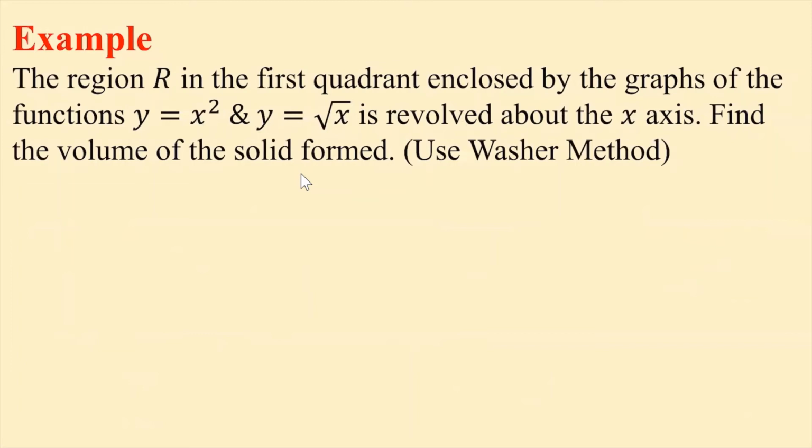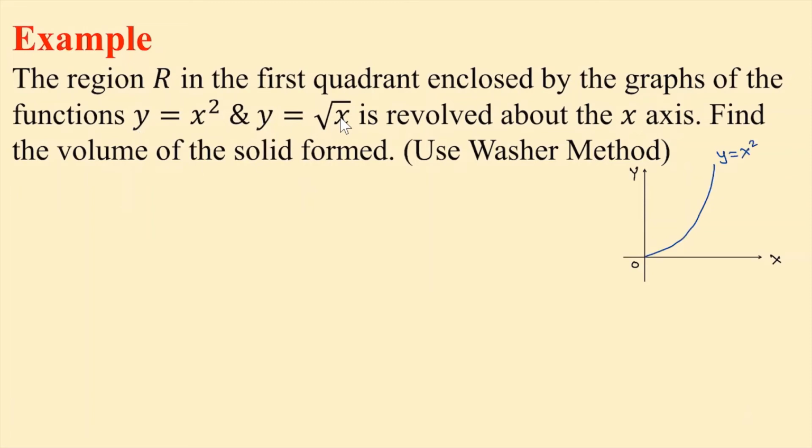Okay, first we are going to draw the region R. For that, this is my x-axis. This is my y-axis. We are going to label this y, origin, x. There are two important functions here. The first one is y equals x squared. The graph of y equals x squared will be like this.